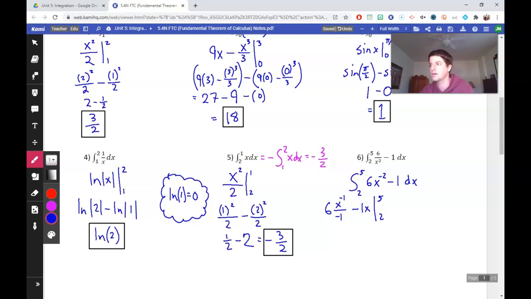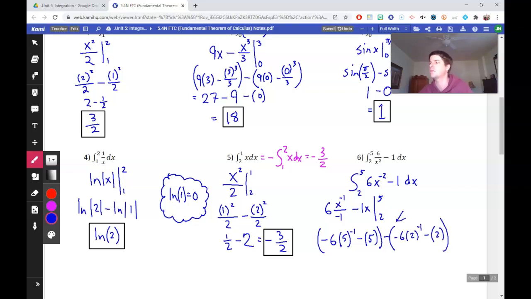So we're going to plug in 5 first, right? So -6. I'm just going to bring this negative out in front. I mean, it's divided by -1 is the same as multiplying by -1, right? So we have 5 to the negative first, minus 1 times 5. All of that minus, plug in 2 here, we have -6, 2 to the negative first, minus 2.